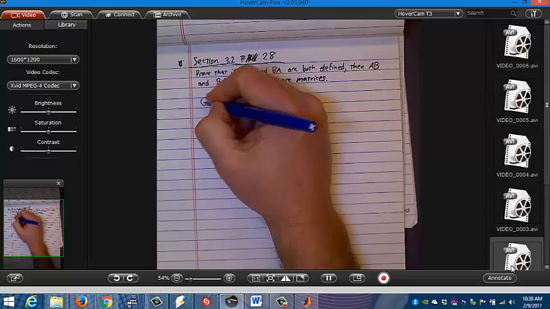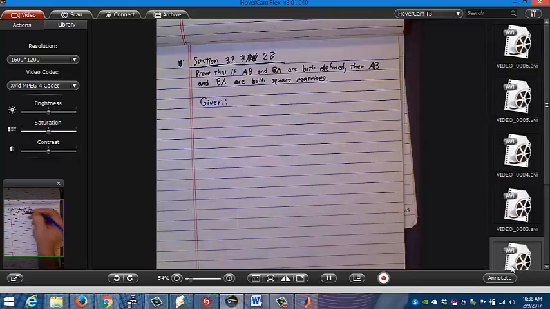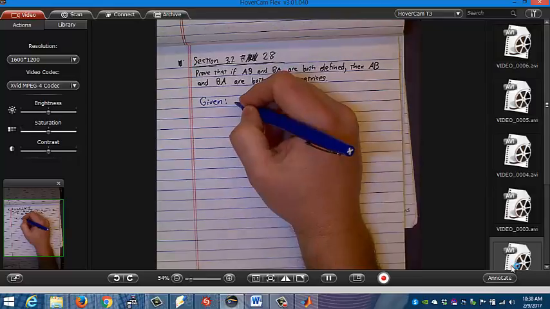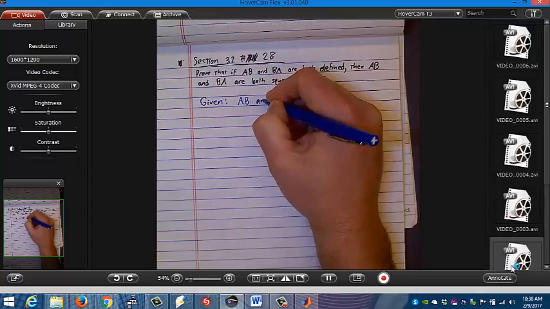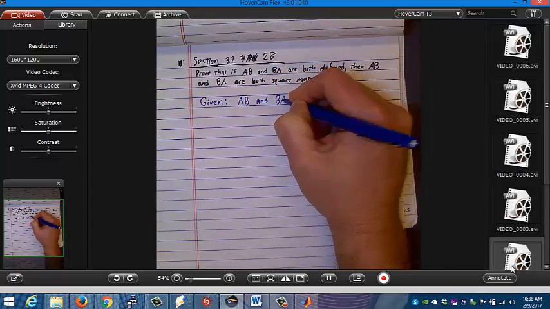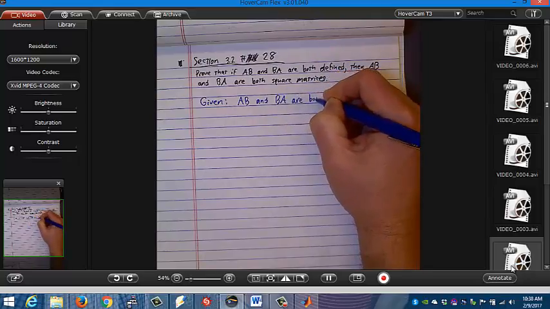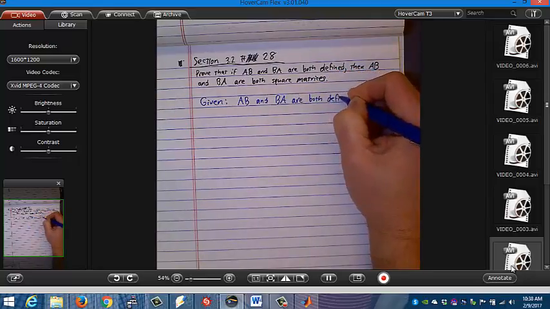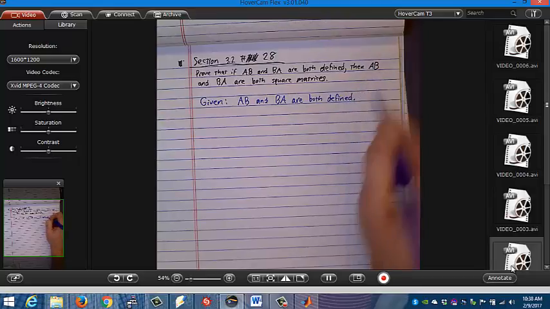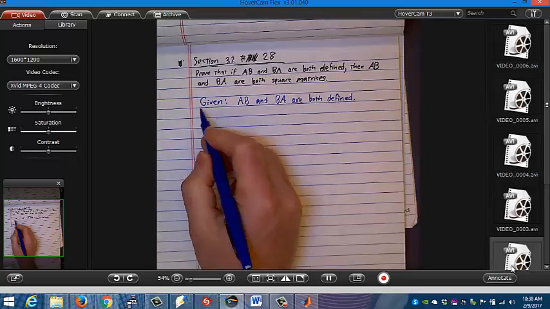Okay, this is a very good one to kind of start the idea of proof, I think. So what I'm going to write up here is what I'm given. What am I given? Not a whole lot. Well, you're given the hypothesis, the part that comes after the if, right? So I'm given A, B, and BA are both defined. Okay, that's what I'm given.